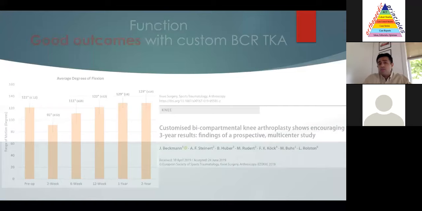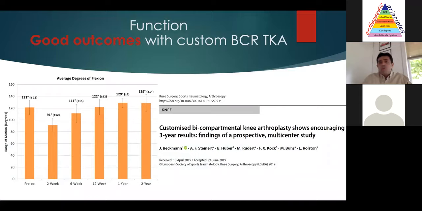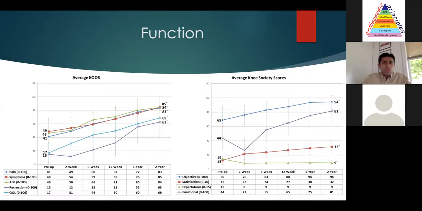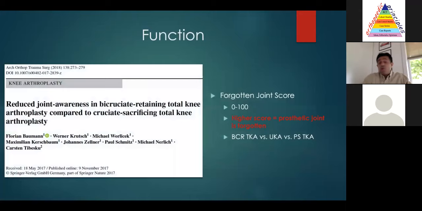Professor Beckman's group from Germany showed that if you use a custom or a patient-specific bicruciate retaining total knee, you seem to have pretty good outcomes, but they weren't really able to compare it to some other type of designs. So average knee society scores or average KOOS scores seem to be good when you perform this type of surgery. The forgotten joint score also seems to be higher when you use a custom bicruciate retaining design versus a unicondylar knee versus a posterior stabilized knee.